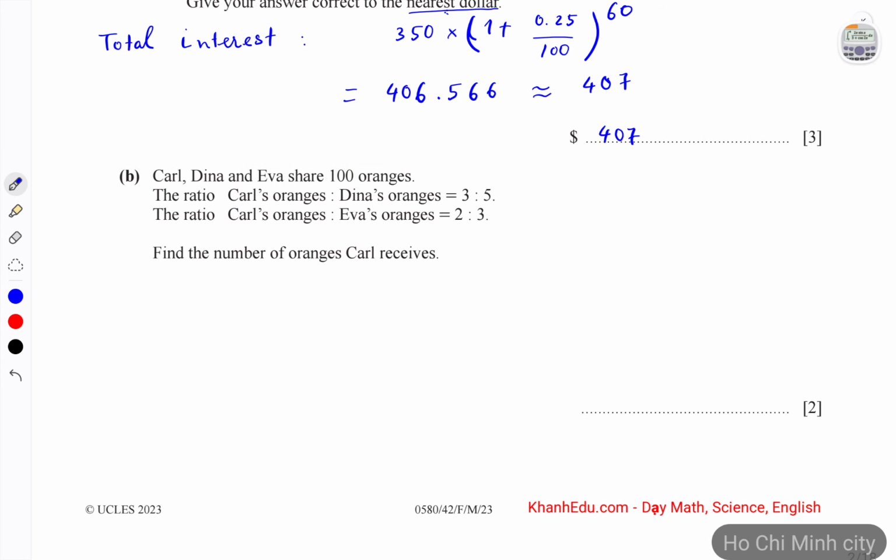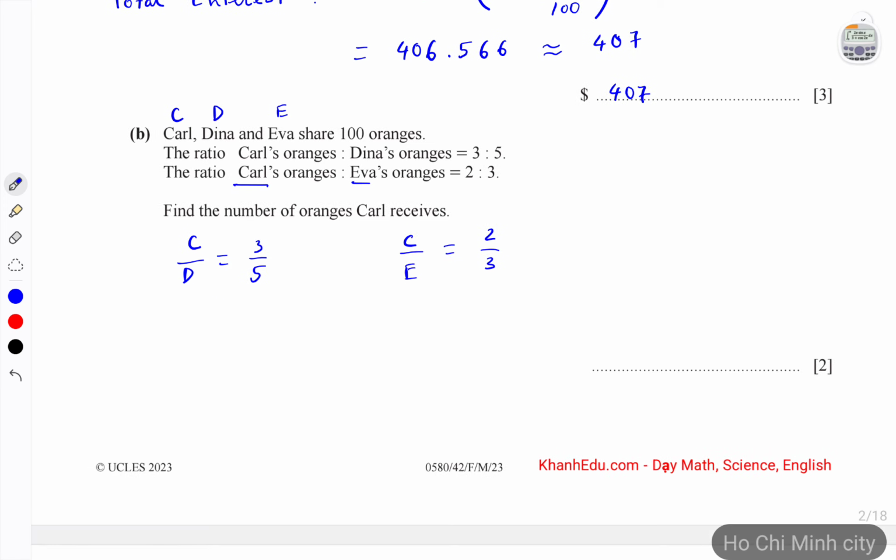And for the next part, we have 3 people. Carol, Dina, and Eva share 100 oranges. And we know that the ratio of Carol to Dina is 3 to 5. All right, so first of all, let's use the letters C for Carol, D for Dina, and E for Eva. So this can be written as C over D is 3 over 5, and C over E is 2 over 3. All right, so find the number of oranges Carol receives.